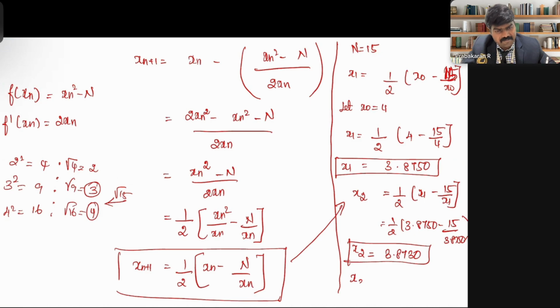Again, when you go for the third iteration, the same logic: 1 by 2 times x2 minus 15 by x2. So replace x2 by 3.8730. Just pause the video and try it for yourself. I'll give maybe 30 seconds, you can calculate. It's very simple, right? Just replace x2 by 3.8730. What are you getting? Just try it. I hope you are all following the things.